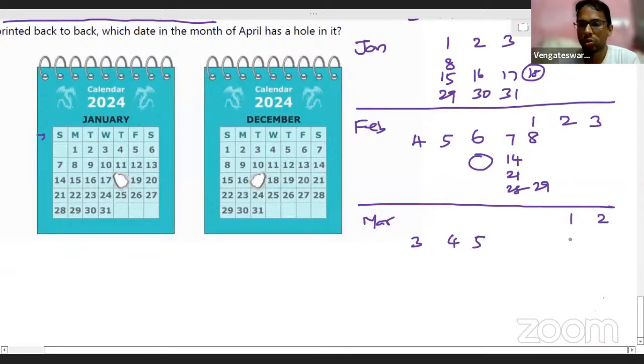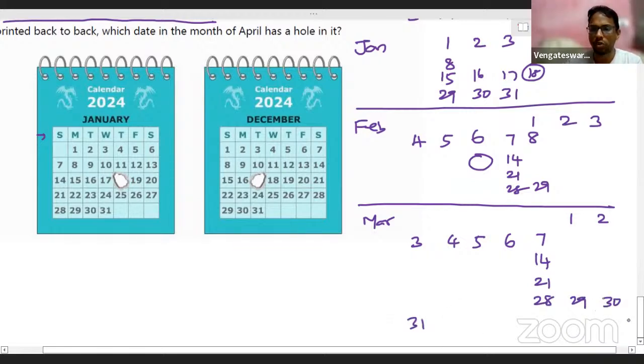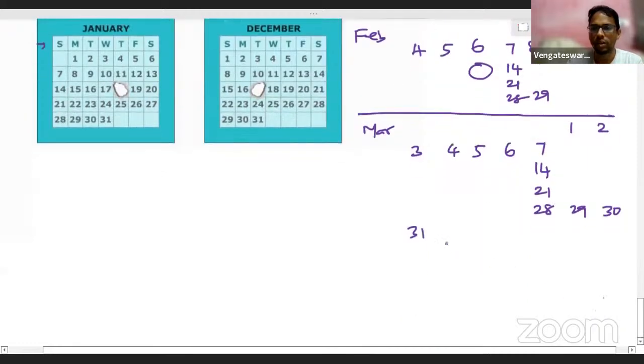Okay, yes. So we'll go by this 6, then 7 here. So 7 will come here now. It will be like 14 will come here. 21 will come here. 28 will come here. 29 and then 30 and then 31. So March has got 31 days, right? So March will have 31 days.